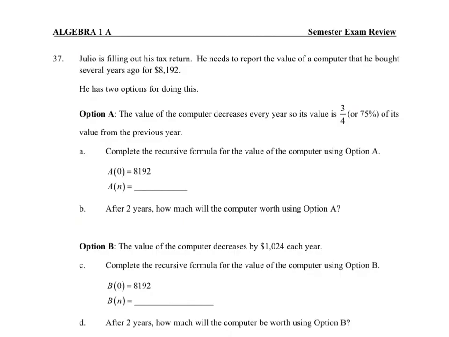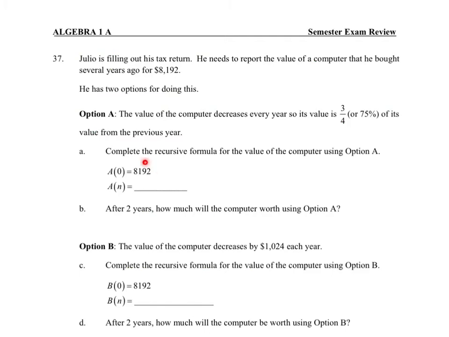Question 37. Julio is filling out his tax return. He needs to report the value of a computer that he bought several years ago for $8,192. He has two options for doing this. Option A, the value of the computer decreases every year, so its value is 3/4 or 75% of its value from the previous year. Complete the recursive formula for the value of the computer using option A.